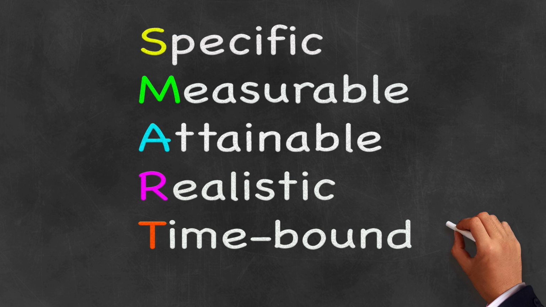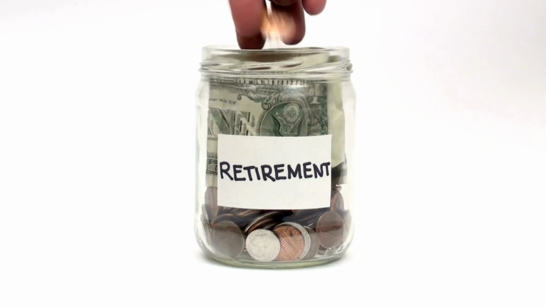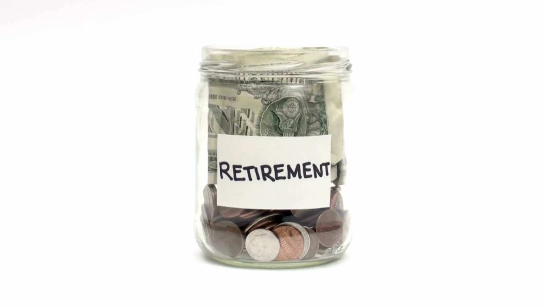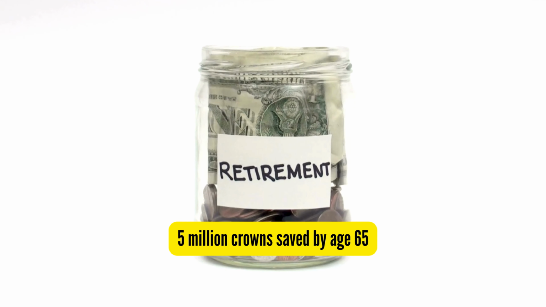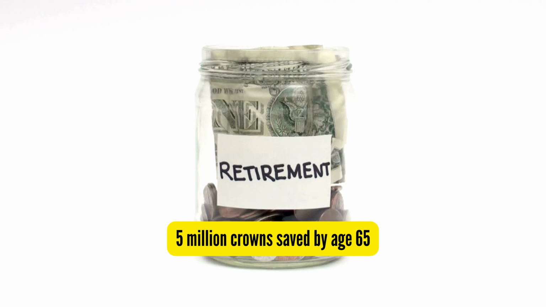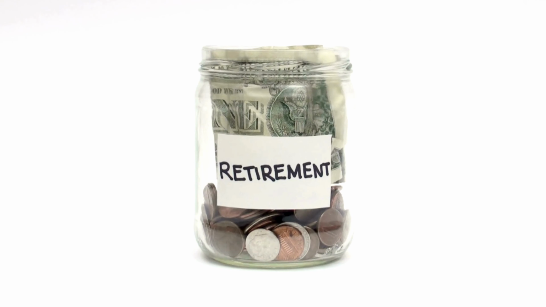Now, regarding goals, it's important that your goals are specific, measurable, achievable, relevant, and time-bound, or SMART. For example, instead of saying you want to have a lot of money for retirement, set a goal to have 5 million crowns saved by age 65. This approach will help you better plan and track your progress.